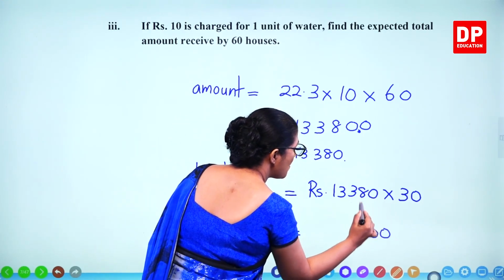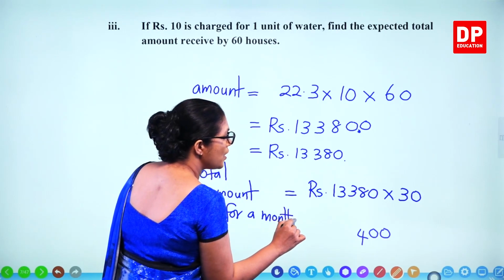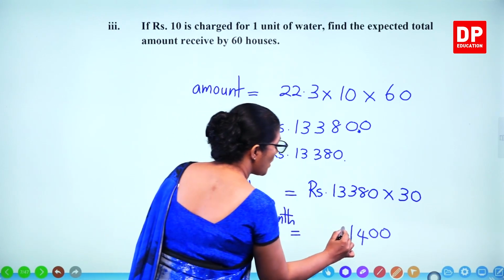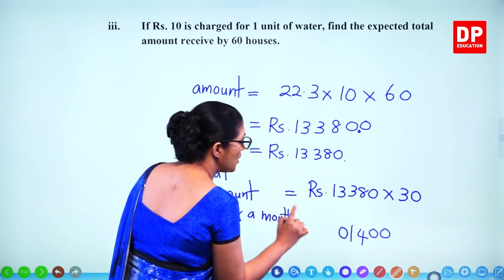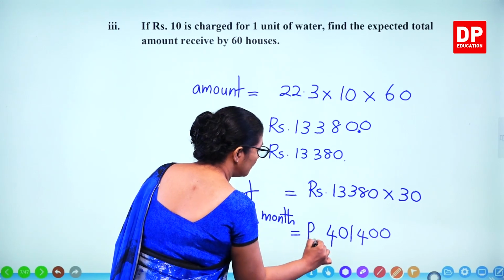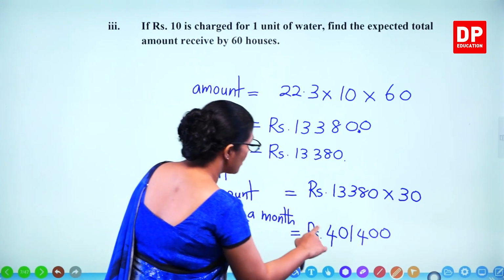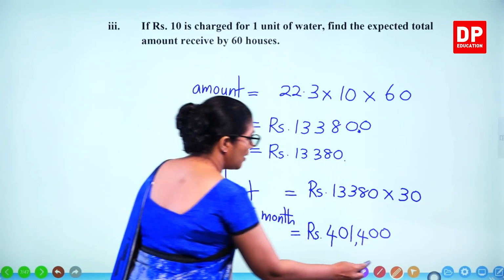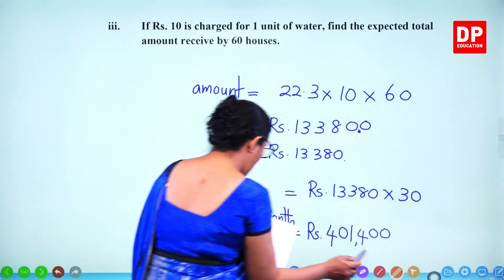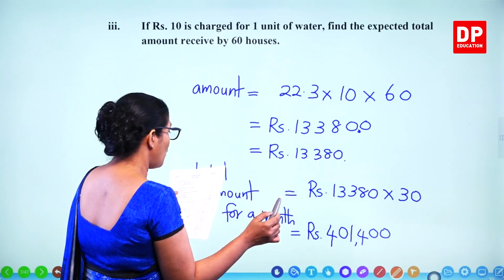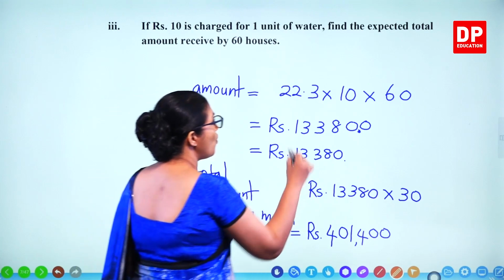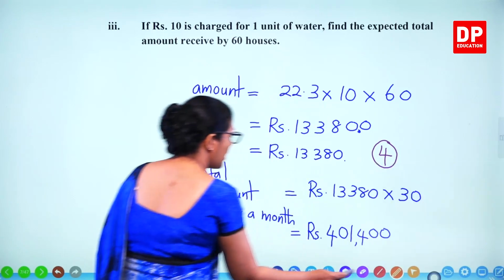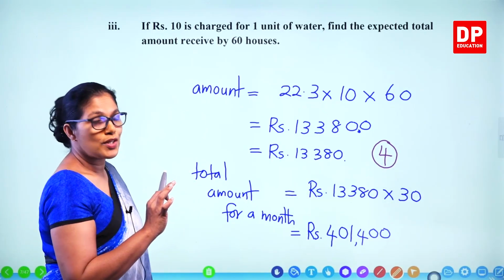0, 0. 3 times 8, 24. 3 times 3, 9. 9 plus 2, 11. 1 remaining. 3 times 3, 9 plus 1, 10. 1 remaining. 3 times 1, 3 plus 1, 4. So what's the expected amount? 4,01,400 rupees. So let's see how many marks for that. 4 marks for that. So we gave 5 marks for the whole question.